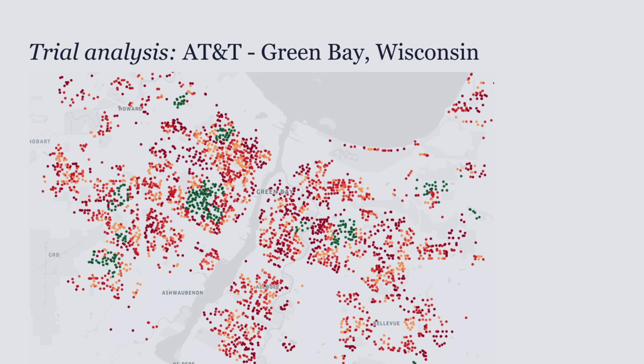In red is no services available, and green is fast fiber service. So immediately we found patterns here, right? There are little pockets where fiber is available, and there are areas where internet is slow or not available.